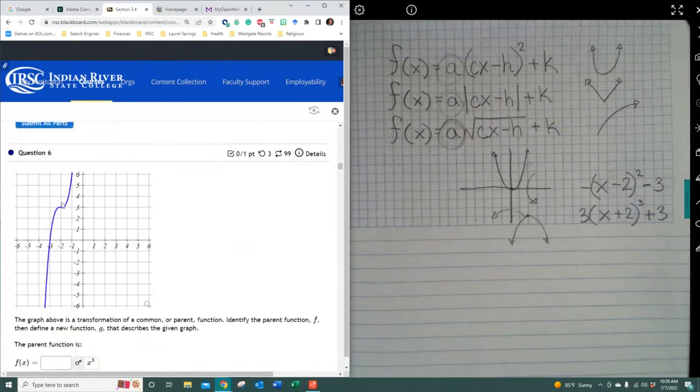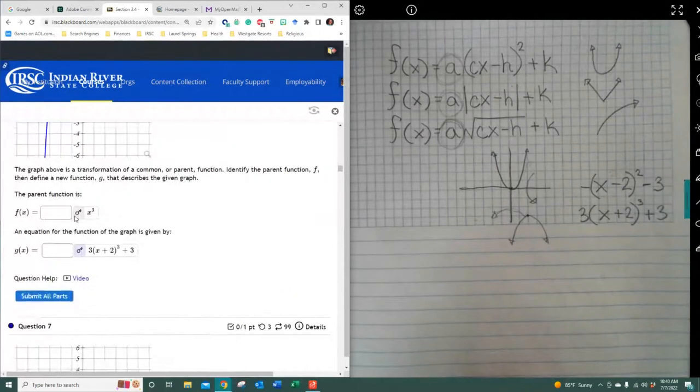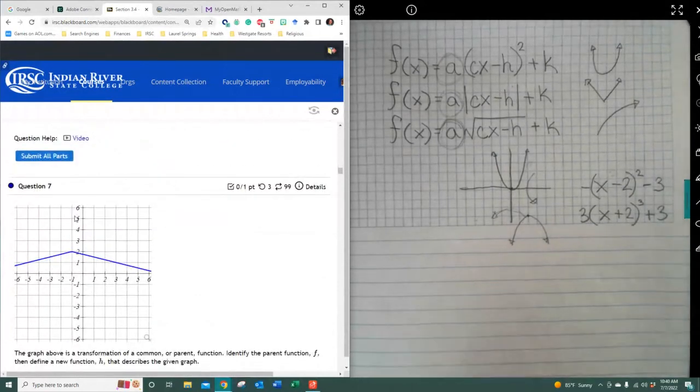Another indicator of that is, of course, if we go 1, we should be here, but we're not. So it's going to be 1, 1, 2, 3 up here. So that means it's been vertically stretched by 3 units. That's the easiest way to do it. And I'm going to show you another one of that here shortly.